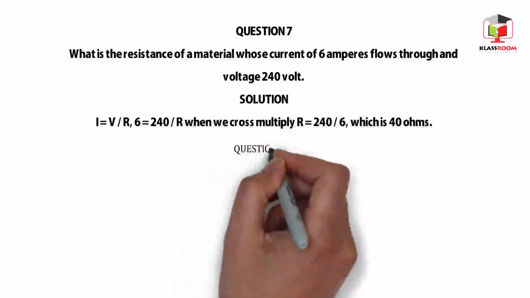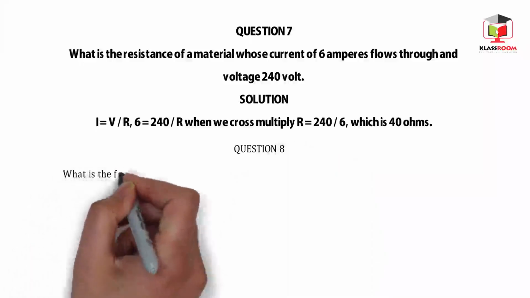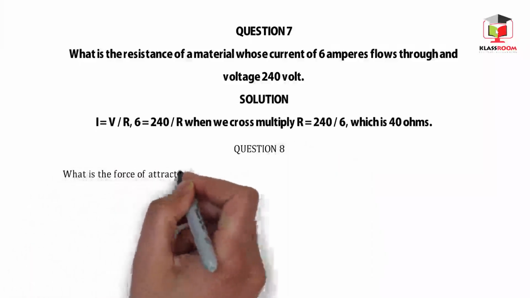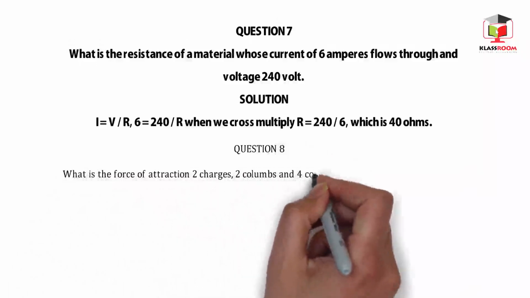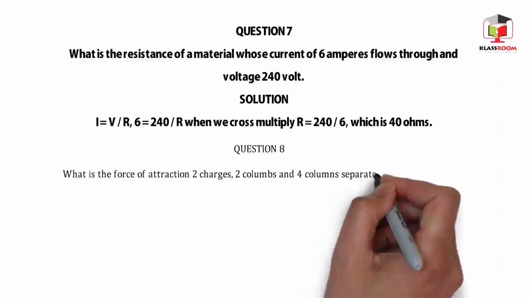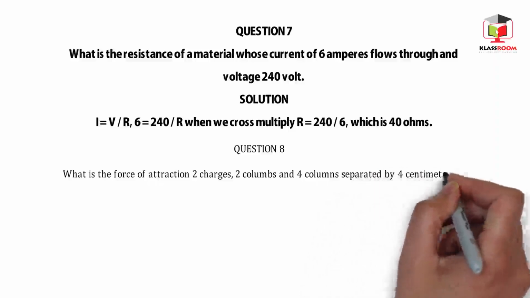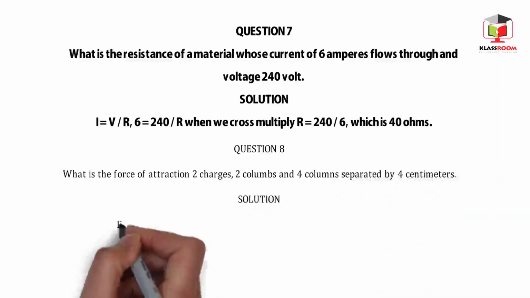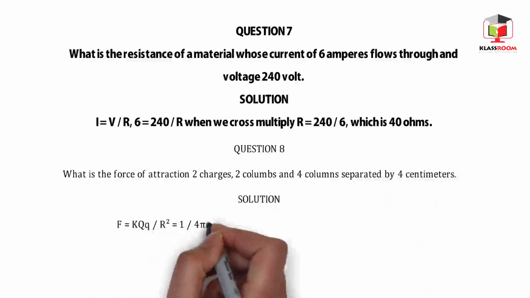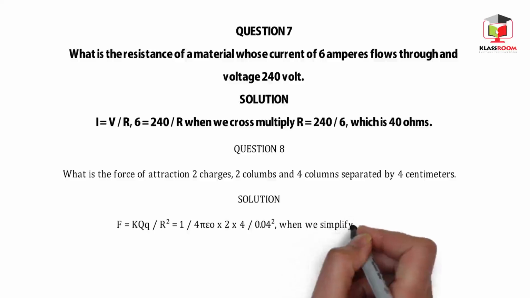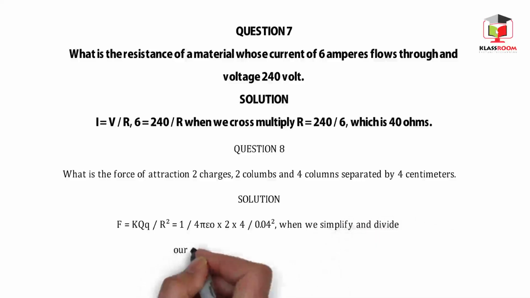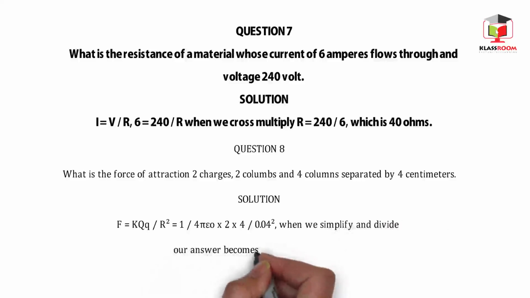Number 8. What is the force of attraction between 2 charges, 2 coulombs and 4 coulombs, separated by 4 centimeters? Solution. F equals KQq over R squared equals 1 over 4 pi E naught times 2 times 4 over 0.04 squared. We will simplify and divide. Our answer becomes 4.5 times 10 to the power 13 Newton.